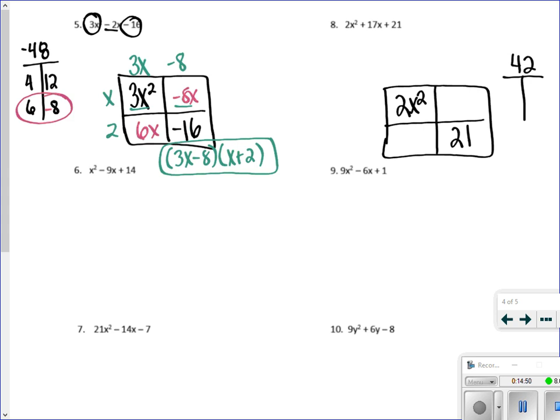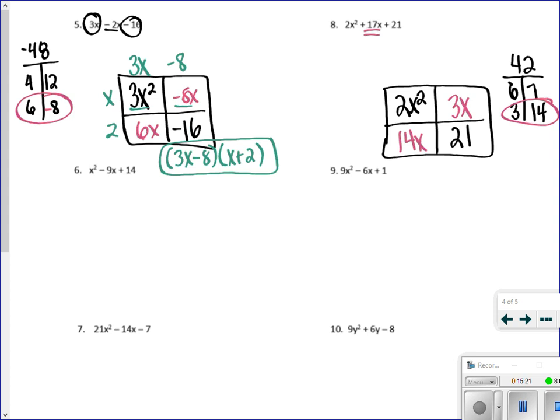So just start running through it. What are some numbers that multiply to give you 42? Okay, 6 and 7. What? 3 and 14. Oh, look at that. Nice one, Miss Wheeler. 3 and 14. Those add up to the 17, which we need to do. So 3x and 14x.